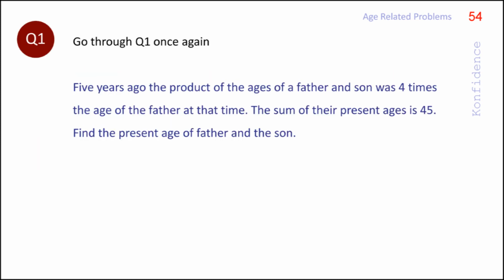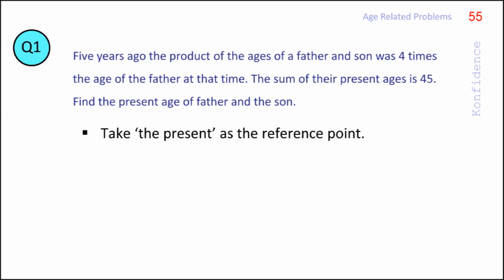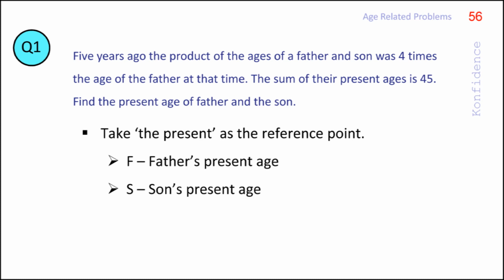Let us revisit the problem that we started with, the question Q1. 5 years ago, the product of the ages of a father and son was 4 times the age of the father at that time. The sum of their present ages is 45. We are asked to find the present ages of the father and son. Let us consider the present time as the reference point. Let us use F to represent the father's present age and S to represent the son's present age.